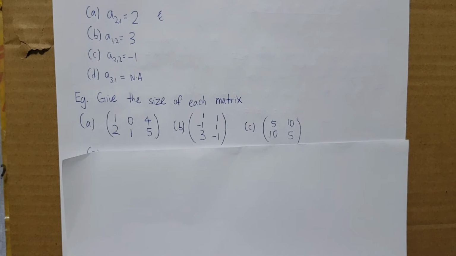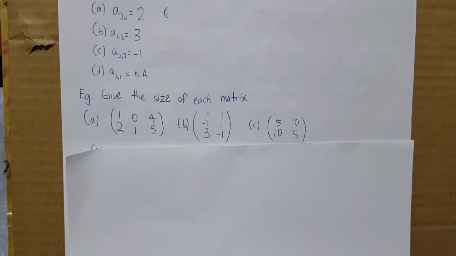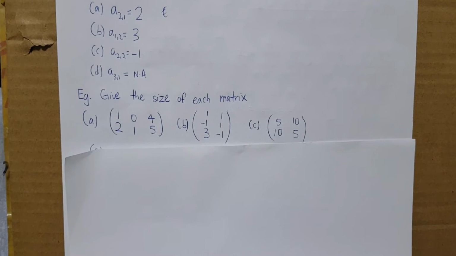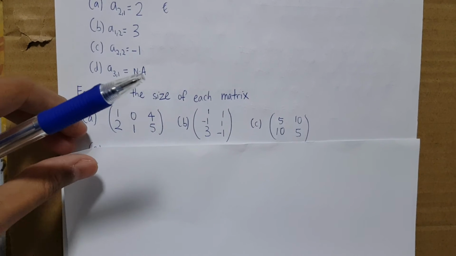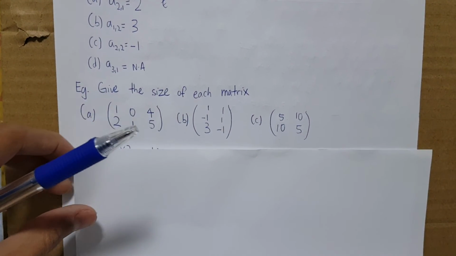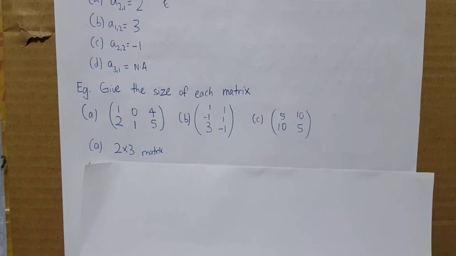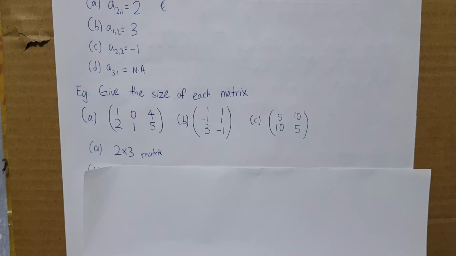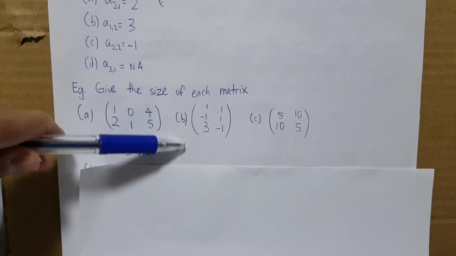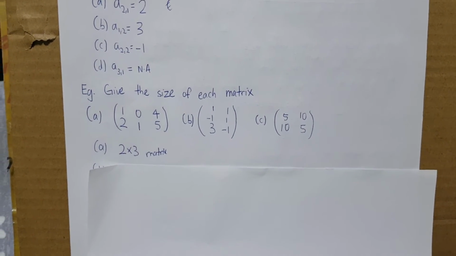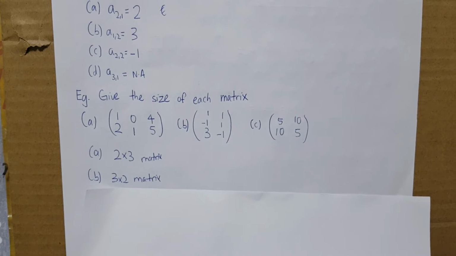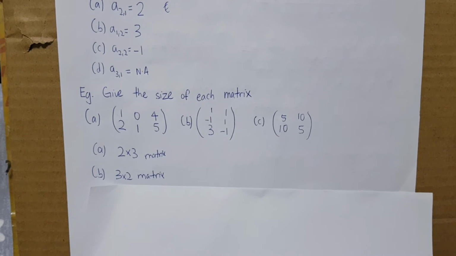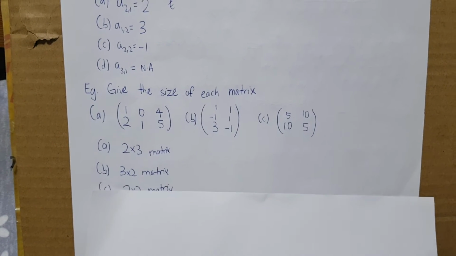Give the size of each matrix. For the first one, how many rows does it have? It has 2. And how many columns does it have? It has 3. So this is a 2 by 3 matrix. How about B? As you can see, it has 3 rows, 1, 2, 3, and 2 columns. So it's a 3 by 2 matrix, or 3 times 2 matrix. And for C, it has 2 rows and 2 columns. Hence, it's a 2 by 2 matrix.